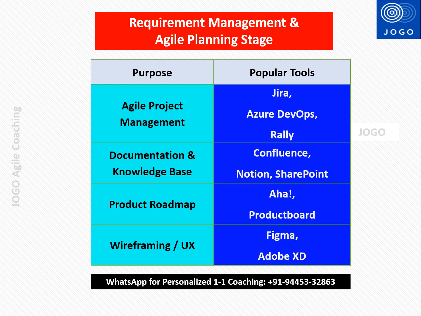The popular tools used in this stage are Jira, Azure DevOps and Rally for agile project management; Confluence, Notion and SharePoint for documentation and knowledge base; Aha! and ProductBoard. These tools are used for product roadmap creation. Sometimes we will be using an Excel sheet as well. Figma and Adobe XD are the tools used for wireframe and UX.